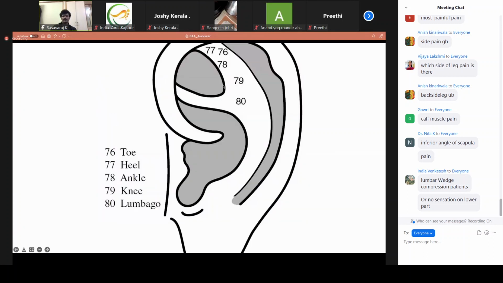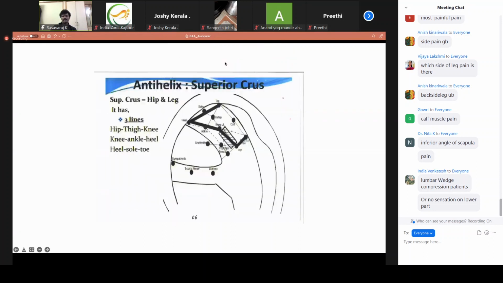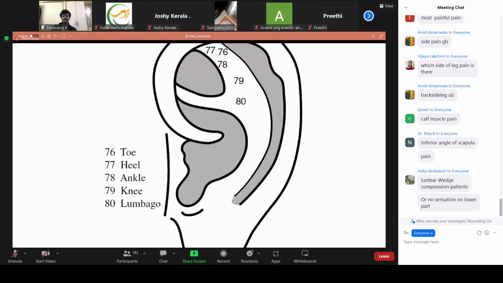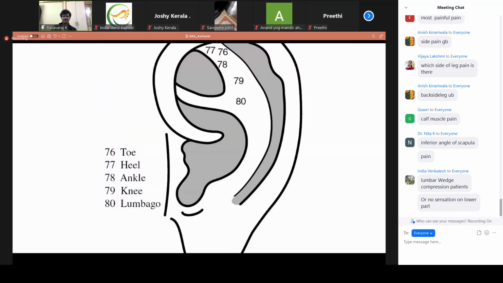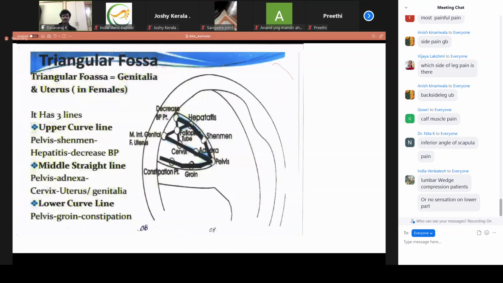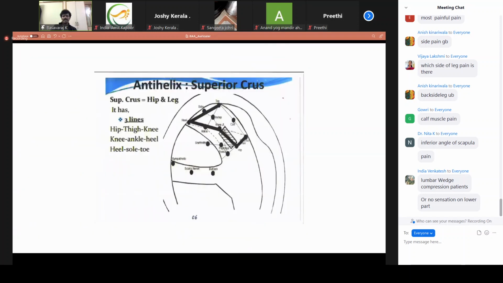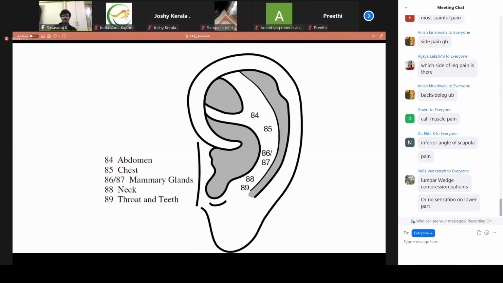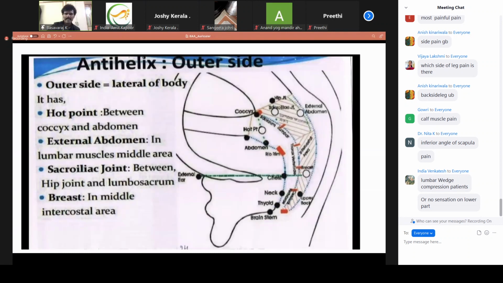So these are all the points just representing. This is a pictorial representation and this is the numerical representation. Clear? So the anti-iliac superior curse and anti-iliac point we can use, and another one is the anti-iliac outer side. This is the outer side of the anti-iliac. On the anti-iliac we are treating the lumbar, sacrum, thoracic and cervical, just outer side of it.